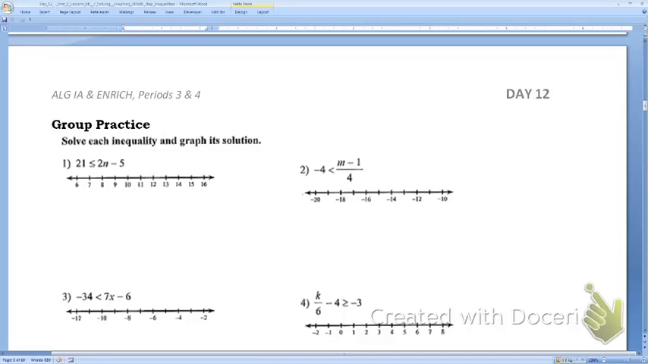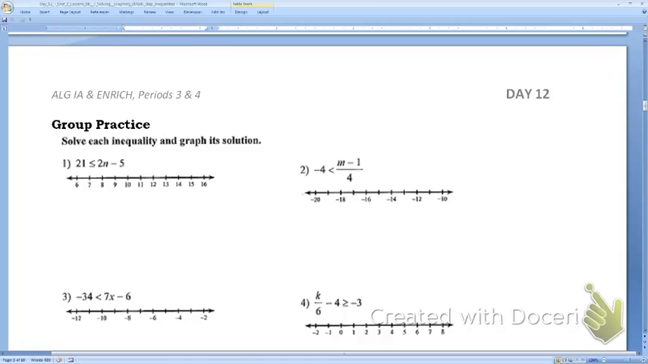This is the day 12 group practice or guided practice problems. These are the answers. Hopefully you've done these or attempted these each on your own first before you're checking your work.